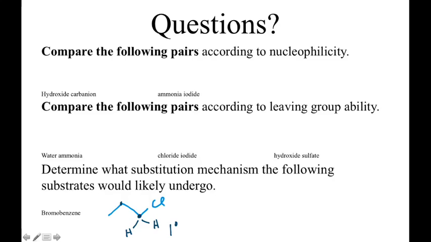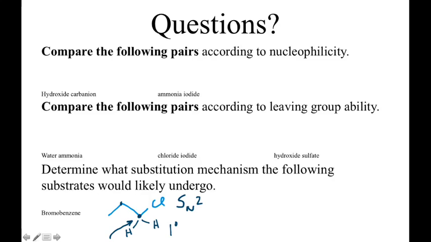Which mechanism wanted the primary? SN is a good place to start, and we would end that with the SN2. We want the smallest backside attack. The primary also doesn't form a stable carbocation, so we can't get the SN1.